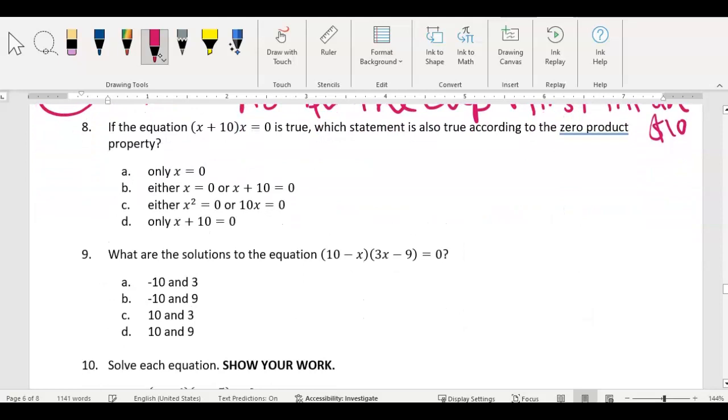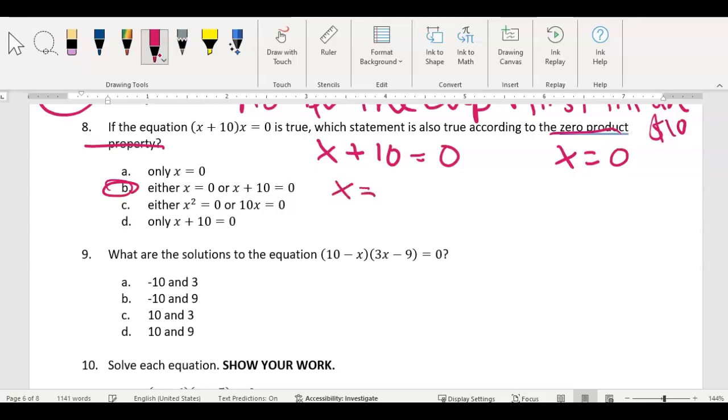All right, if the equation x plus 10 times x equals 0 is true, which statement is also true according to the zero product property? Remember, this means that if one part of the product, or one factor, equals 0, the whole thing equals 0. So x plus 10 equals 0, or x equals 0. And that leaves us with b. This would mean that x equals negative 10 and x equals 0 are solutions.